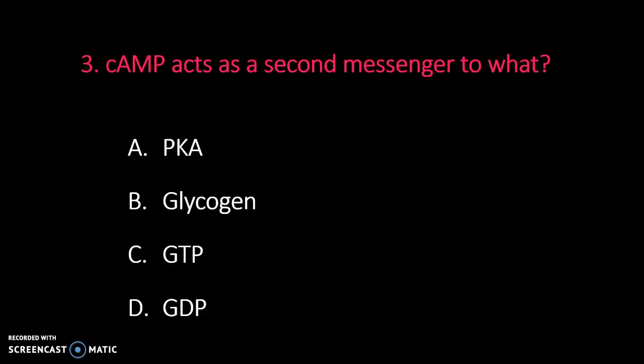Next one I have is, cAMP acts as a second messenger to what? So your options are PKA, glycogen, GTP, and GDP. The correct answer is PKA. So remember, an increased cAMP production is going to initiate and take off the active part of PKA to then increase the breakdown of glycogen.